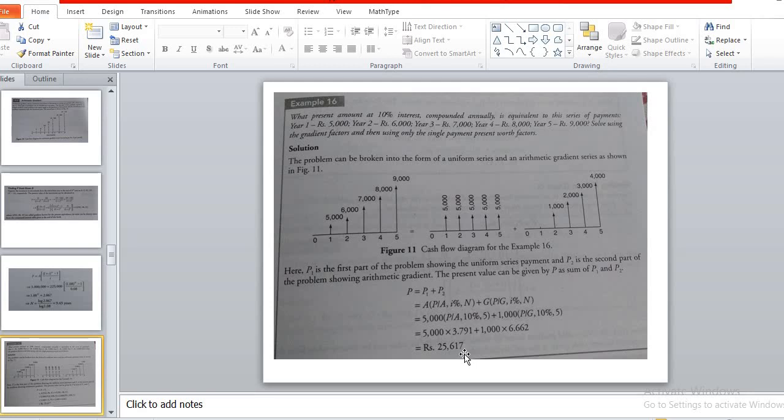So this arithmetic gradient condition is divided into two parts. One is the uniform series payment, and the other is the arithmetic gradient, by considering some increment at a particular stepped year. After the combination of both conditions, we will get the total value for the increment of each year.